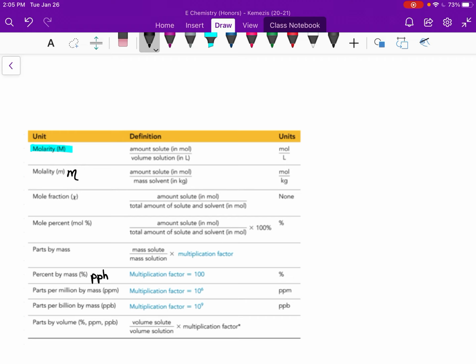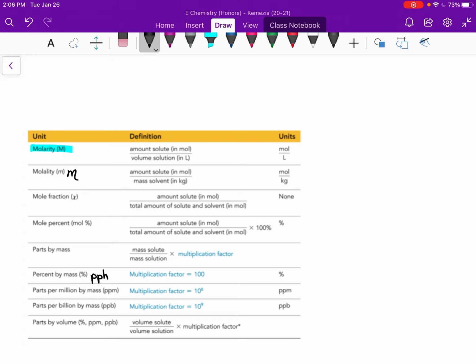Percent by mass, I'm a little confused. Is that the same thing as parts per million? So all of those are related, like think about mole fraction versus mole percent, right? They're similar. We're just multiplying by 100 to get to the percentage. Same thing's happening here with percentage, parts per million, and parts per billion. I'm taking the ratio of the masses, and then I'm multiplying it by some factor, either 100, a million, or a billion, depending on what I'm looking for.